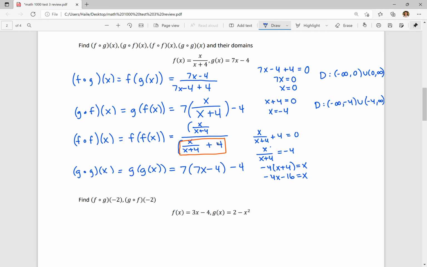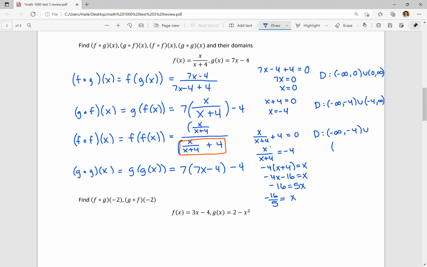We can add the 4x over, so we have minus 16 is equal to 5x. So x is equal to negative 16 over 5. Okay, so this is one other number besides negative 4 that we cannot have plugged into f of f. So let's write this as an interval. So we can go negative infinity up to negative 4.